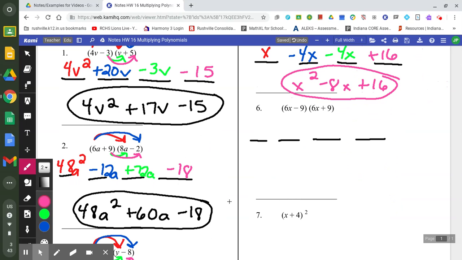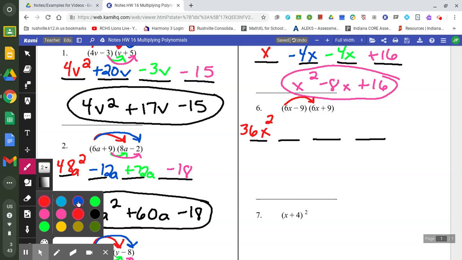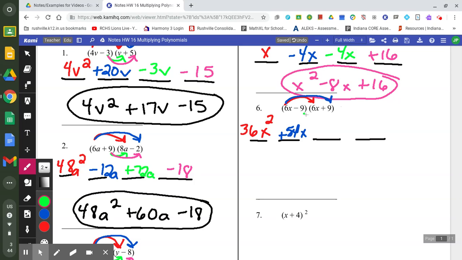Okay, number 6 is just a little bit different. I still do my first two terms. So 6x times 6x, 36x squared. My outside terms, 6x times 9 is plus 54x. My inside terms, negative 9 times positive 6x is minus 54x. And then last terms, negative 9 times a positive 9 is a negative 81.